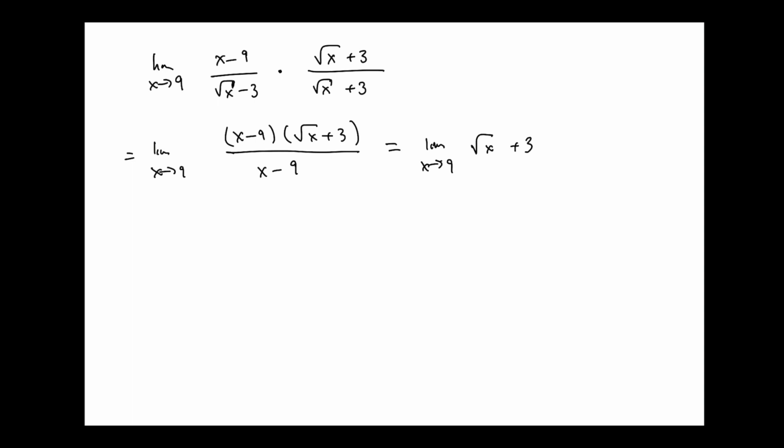Okay, so any questions on the simplification step? Does that all make sense? Okay. And so now what can we just do? Just plug it in, right? That's the end of it. So square root of 9 is 3, and so we get 6.